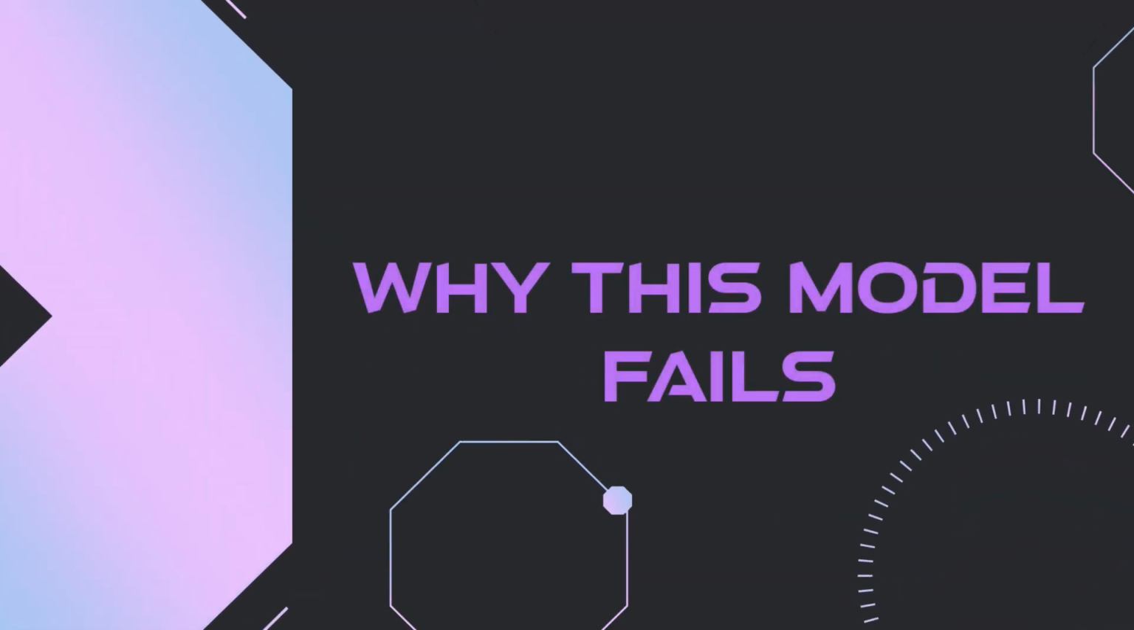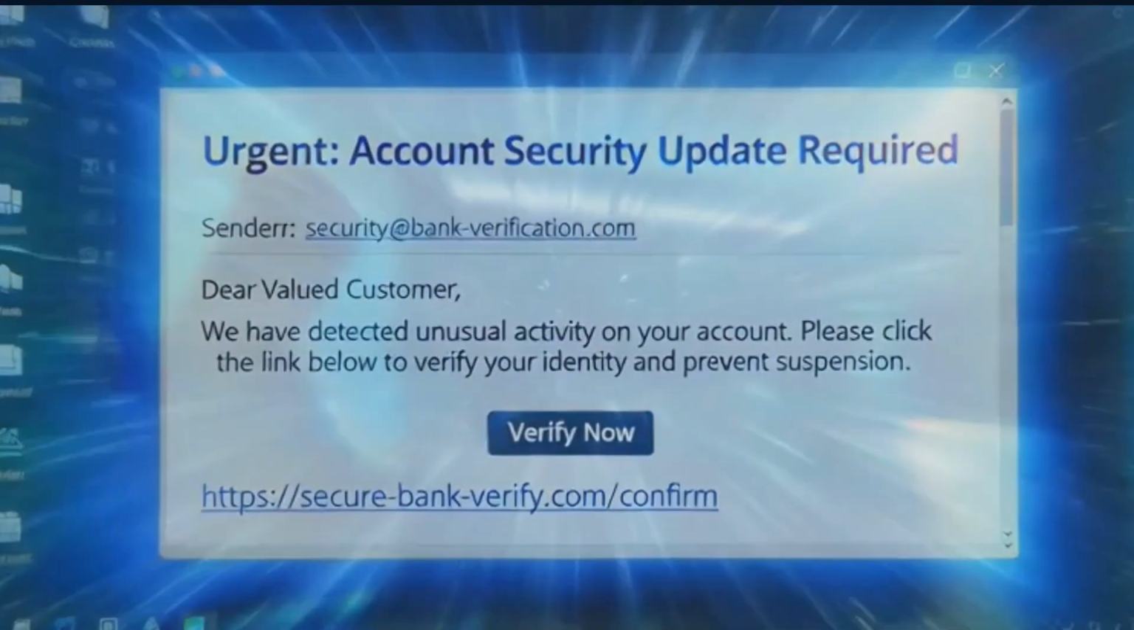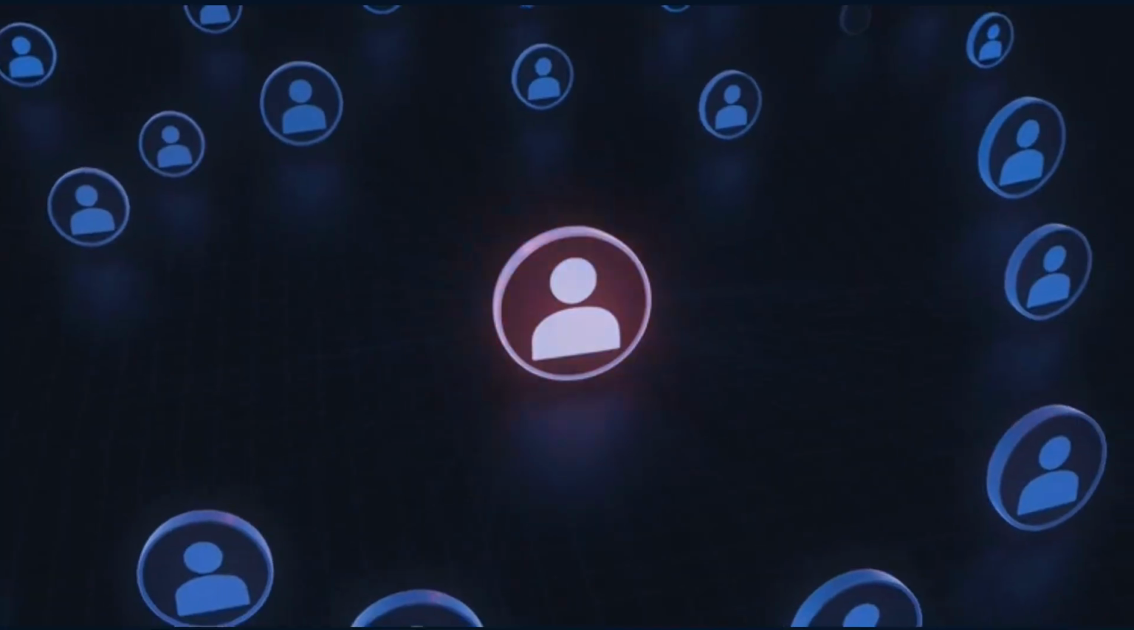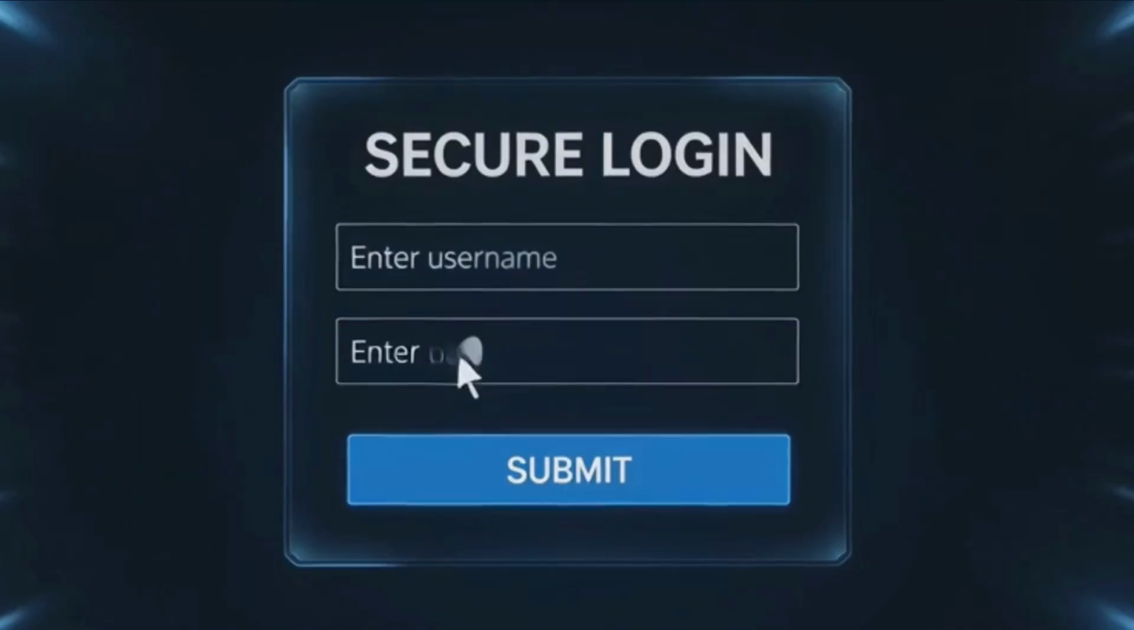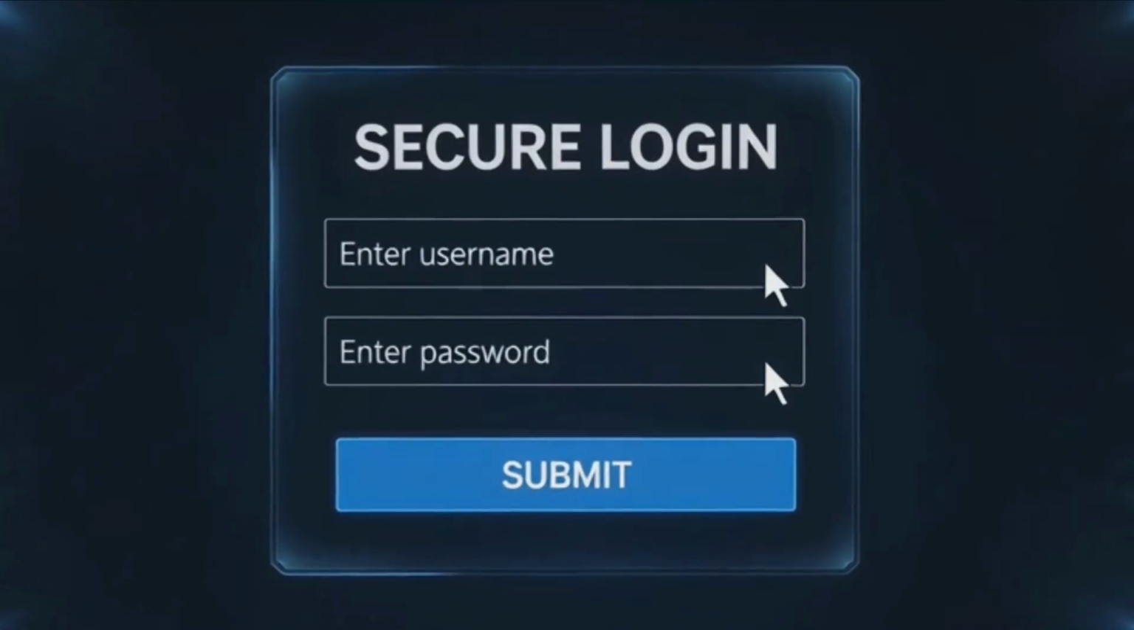Attackers don't break doors anymore, they log in. Phishing, malware, leaked passwords. Once attackers gain access, traditional systems often trust them completely. That's how small breaches turn into major incidents.